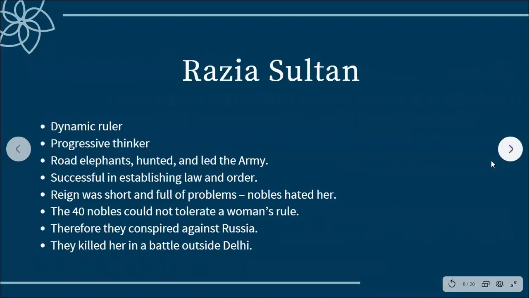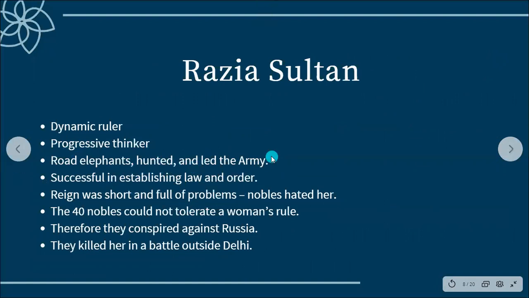Okay. So about Razia Sultan, she was a very dynamic ruler, a very progressive thinker. She rode elephants, hunted, and led the army. She was very successful in establishing law and order. Her reign was short and full of problems.